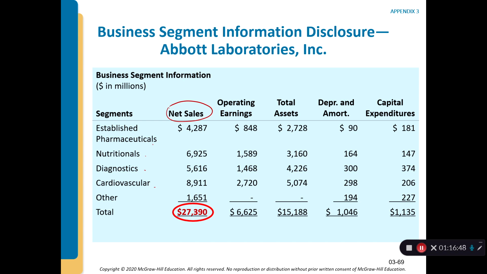$27,000. And then you can also see for each, say the nutritional segment, the net sales is 6,900, and out of that, the operating earnings is 1,589, and total assets are 3,160, depreciation and amortization is 164, and capital expenditure is 147. So all these things are a breakdown of segment information that you have to reconcile together, to look at this number in the consolidated or overall financial statements to see whether the overall financial statements have sales of $27,000.